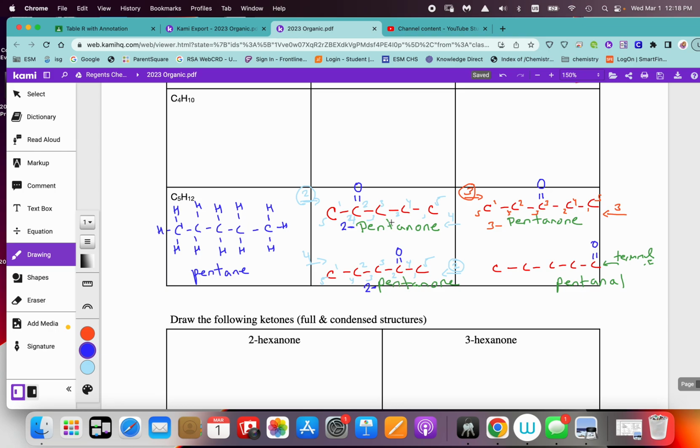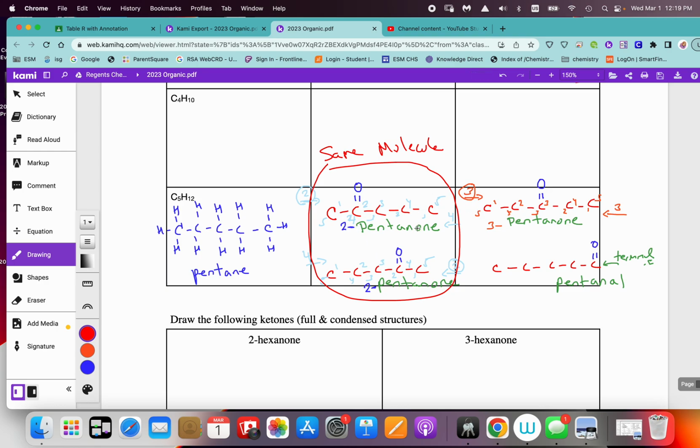So here we go. These two molecules are the exact same thing. Molecules are in constant movement, and one just flipped over. So these two 2-pentanones are the exact same molecule, just flipped over.